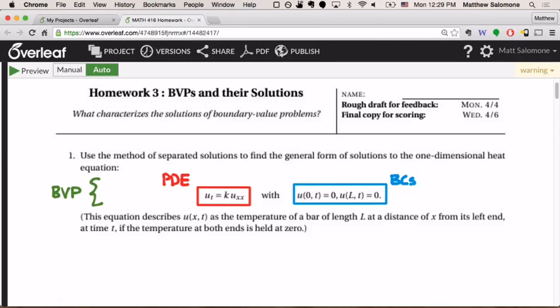On the front side of the page, what I've asked you to do is go back through the steps that we used in class to discover the general form of a solution to the vibrating string equation, which looks sort of like this, except it has a second derivative with respect to time on the left-hand side. To go back through that process and derive the general form of the solution for this boundary value problem, which relates to heat transfer, the so-called heat equation.